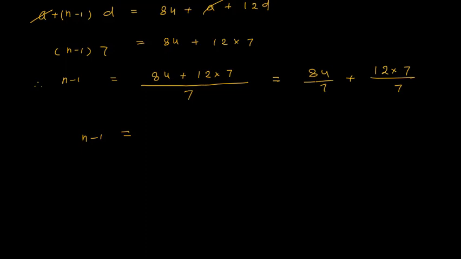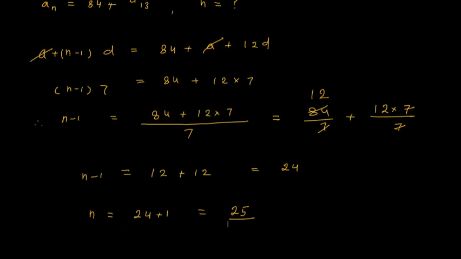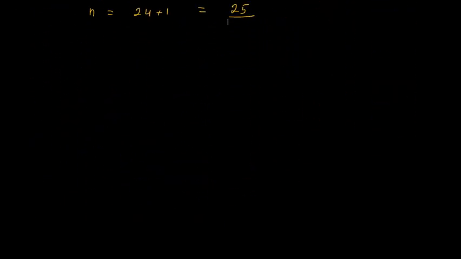So your n minus 1 will be, now here 7 1 is 7, 7 2 is 14. So this is 12 plus this 7 and 7 cancel. So it is 12. So 12 plus 12 is 24. n minus 1 is 24. So the value of n is 24 plus 1, that is 25. So the value of n is 25, right? 11th problem, the value of n is 25.